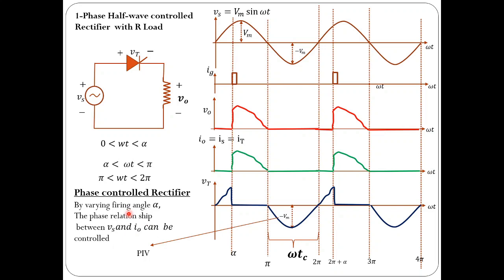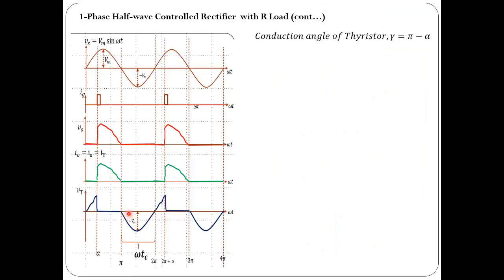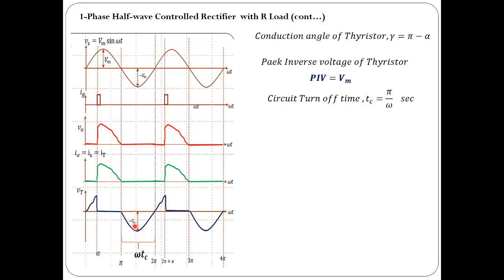Now this is about the operation. Now let us see certain parameters which are useful in evaluating the performance. First one, conduction angle of the thyristor. You can see that the thyristor is conducting during this period, which is equal to pi minus alpha, right? Pi minus alpha. And the peak inverse voltage across the thyristor is equal to Vm.